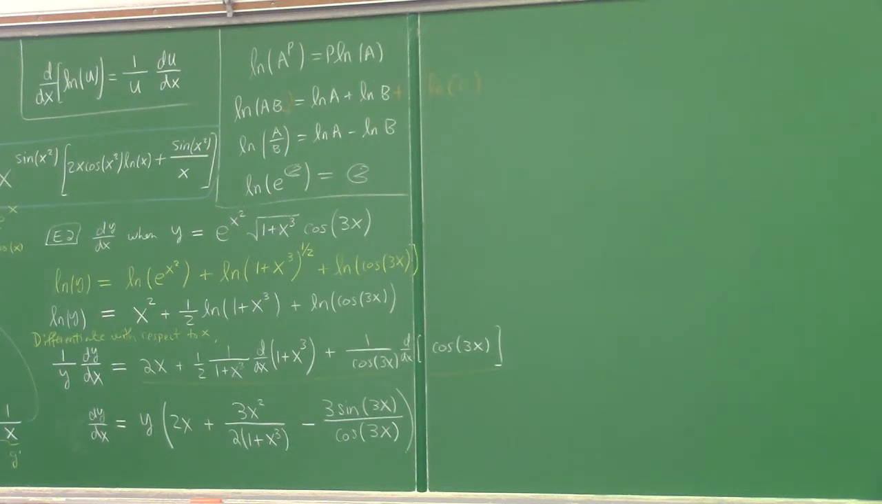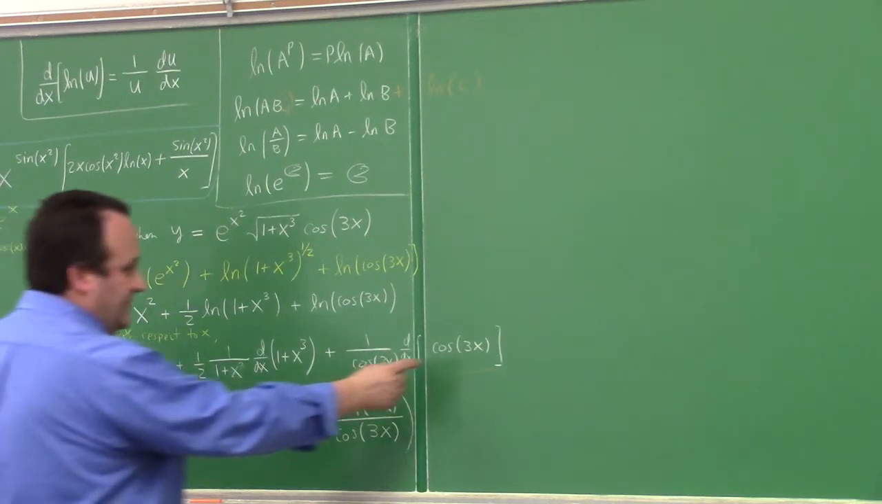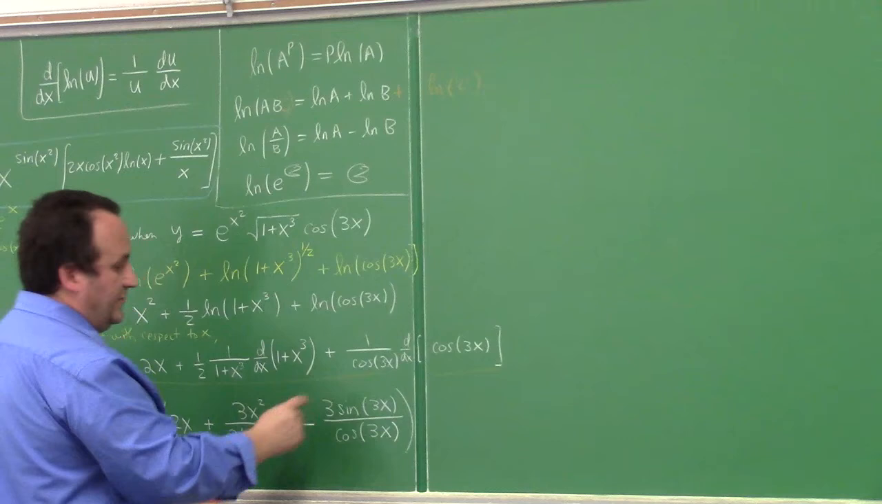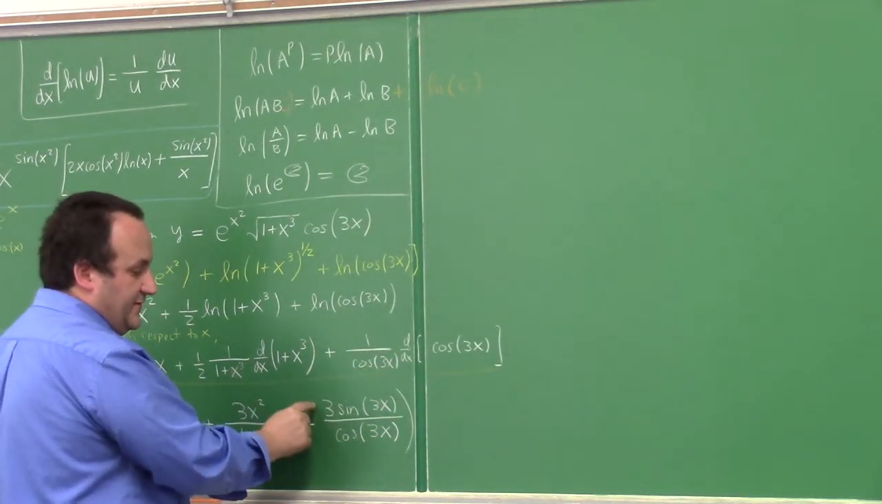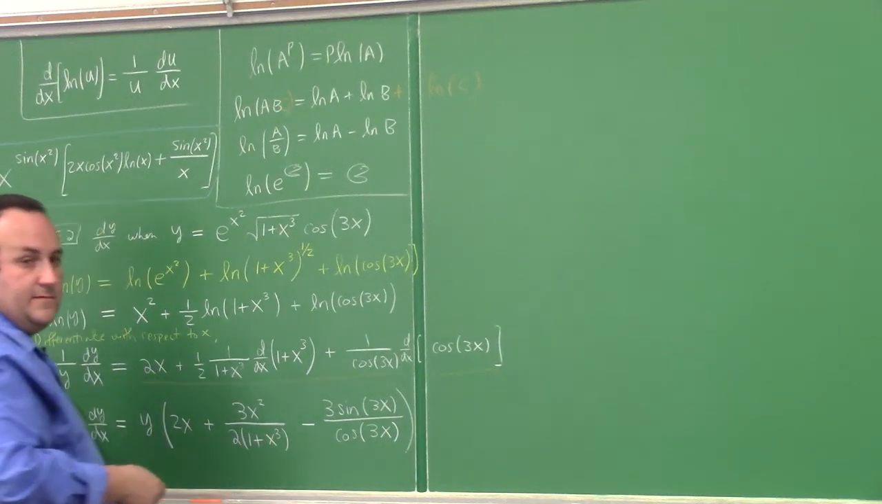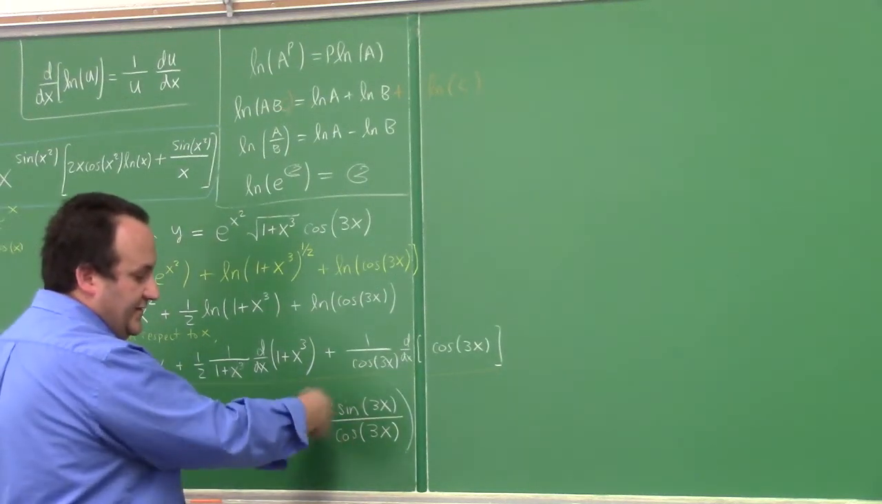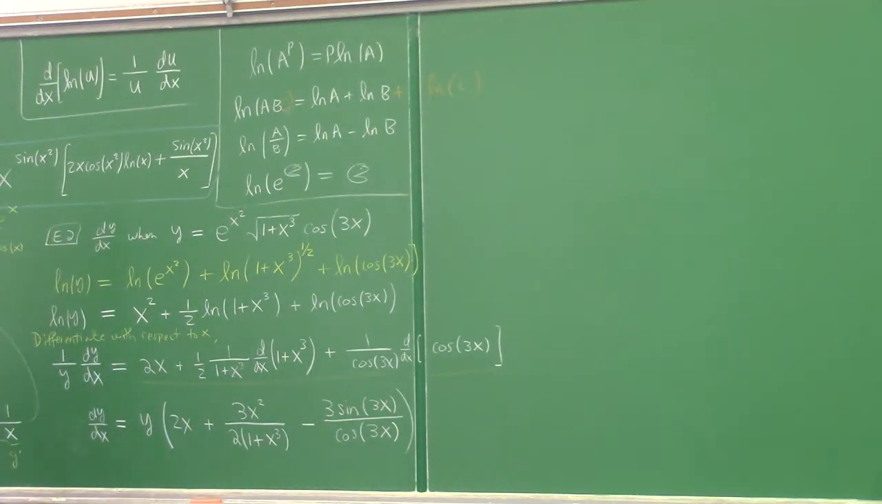Cosine of 4x, you mean? Yeah. If this had been 4x, then we would have had 1 over cosine 4x here, and we would have had a 4 sine 4x there. And of course, this is actually what? This is actually tangent, isn't it?